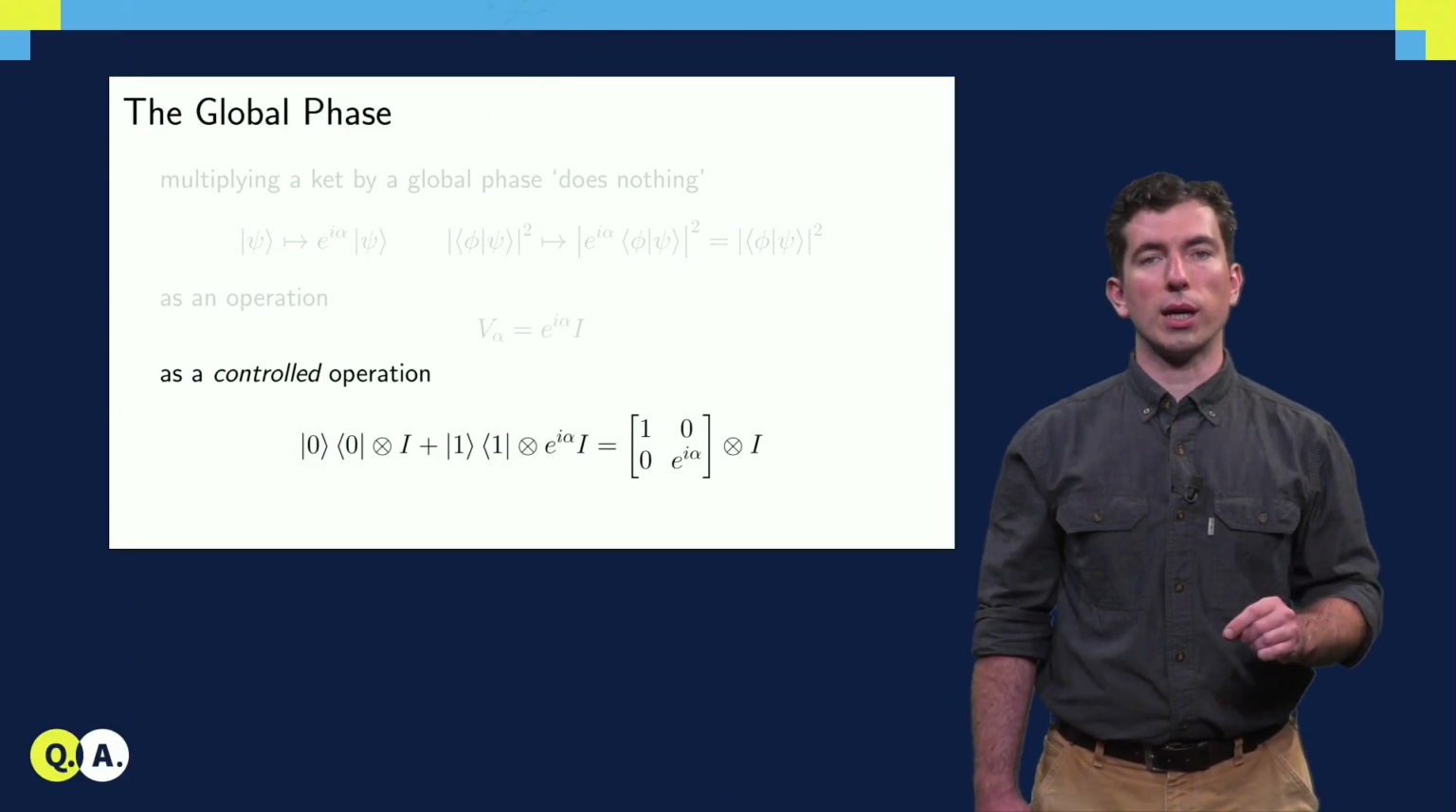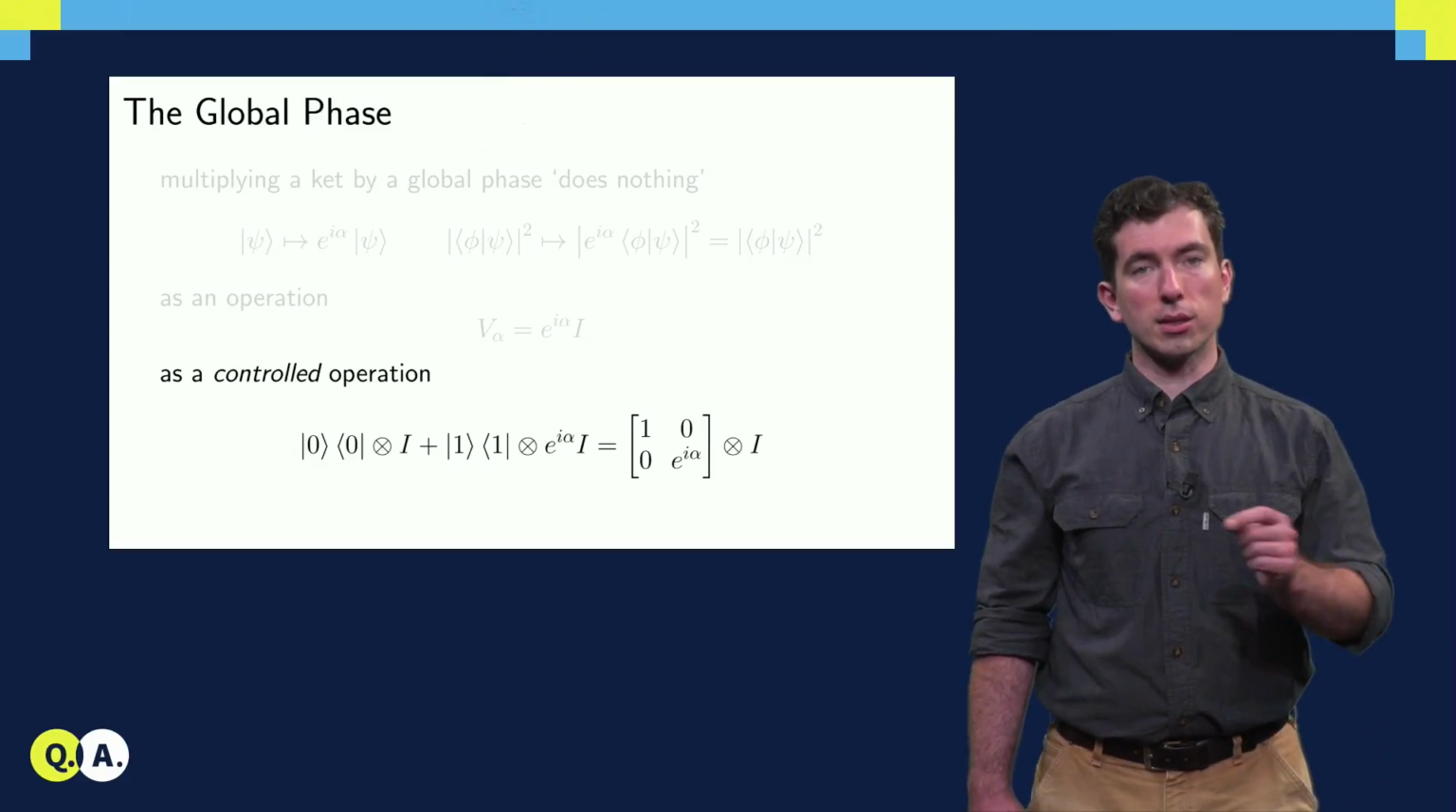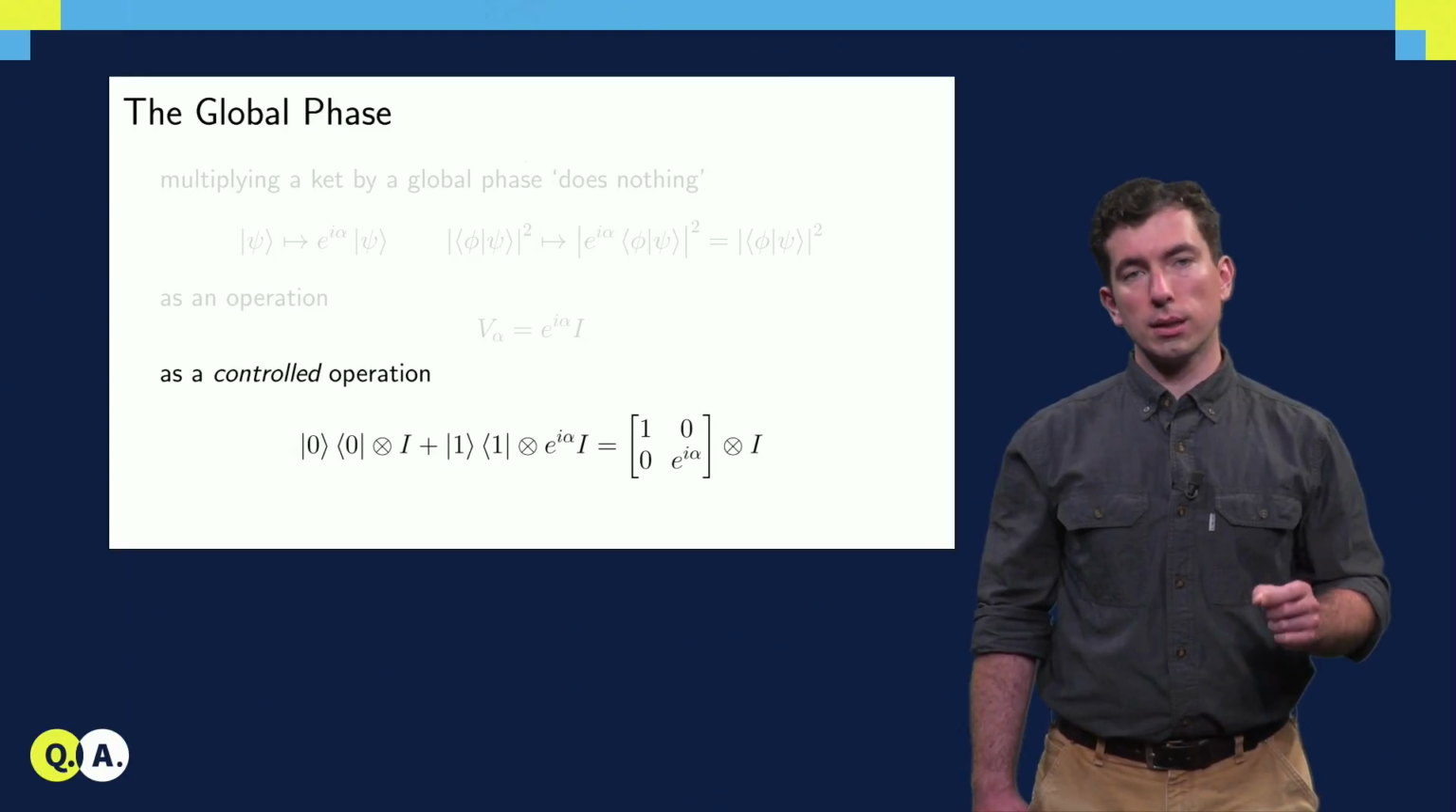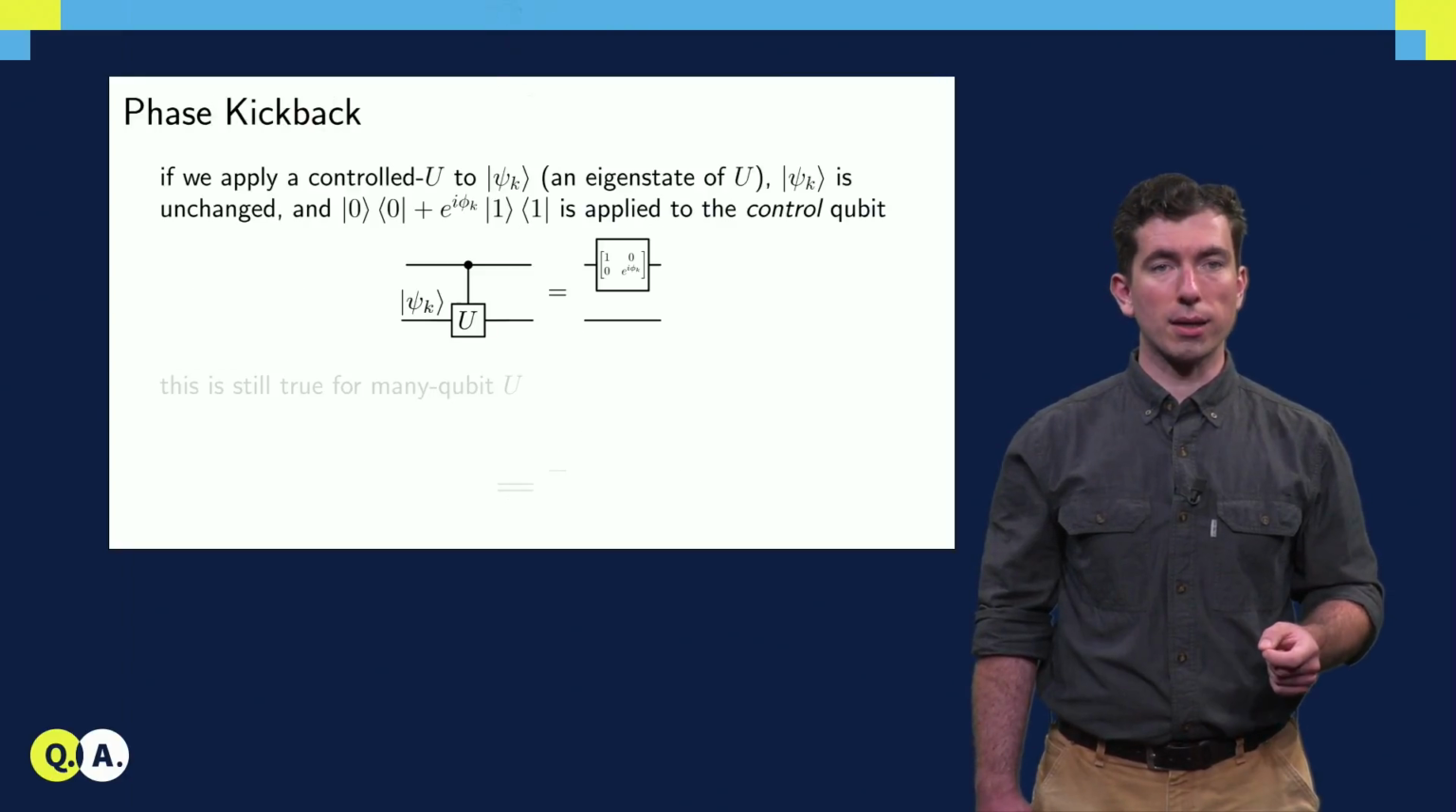This is a stark contrast to the normal way of thinking about controlled operations, in which something happens to the target qubit depending on the state of the control. This implies something called phase kickback.